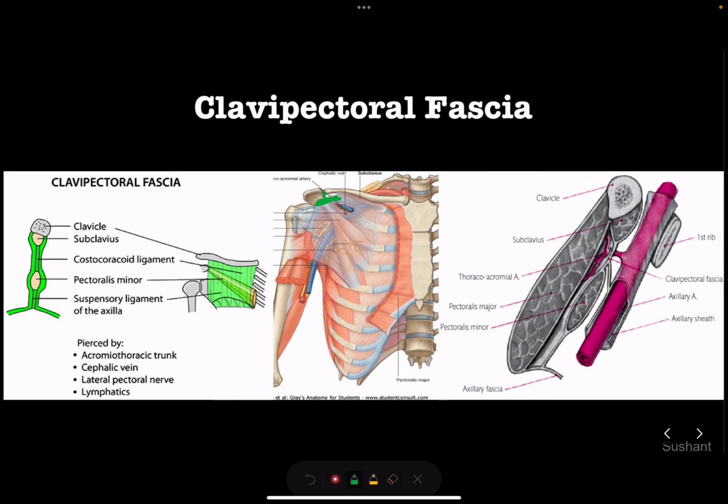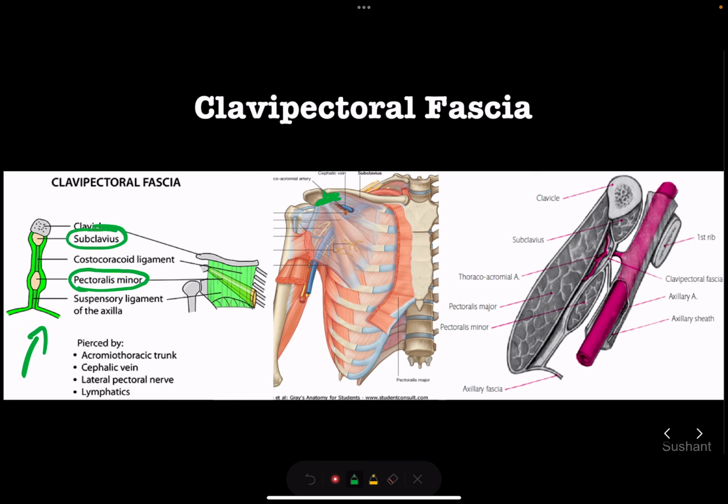Extending between the conoid and trapezoid parts of the inferior surface of the lateral one third of the clavicle, there are these two bony projections. From there to the coracoid process, there is a ligament known as the coracoclavicular ligament. So laterally, the clavipectoral fascia is attached to the coracoid process and blends with the coracoclavicular ligament. Now what happens to the clavipectoral fascia above? Let us look at this picture here. Here is the pectoralis minor muscle, here is the subclavius muscle.